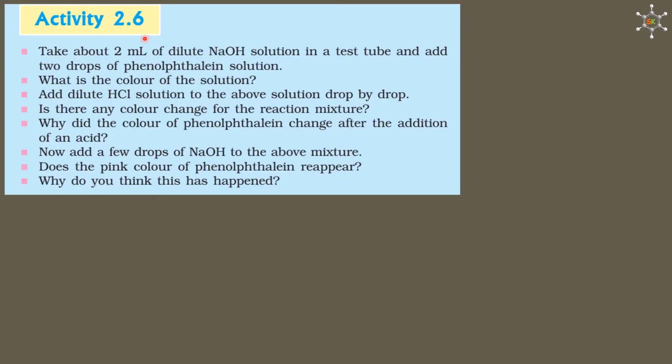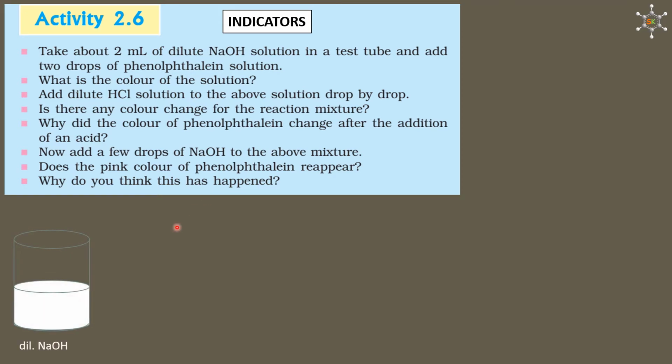Activity 2.6 is about indicators. Here we are asked to take dilute sodium hydroxide solution in a test tube. It is okay even if we take dilute sodium hydroxide solution in a beaker. Dilute NaOH is a colorless solution. Sodium hydroxide is a water-soluble base. More specifically, it can be called an alkali.